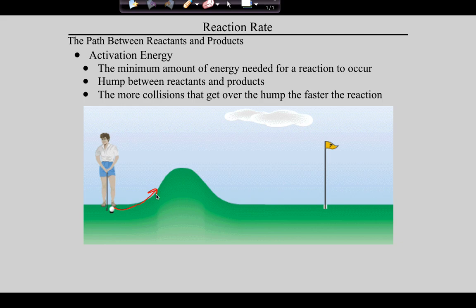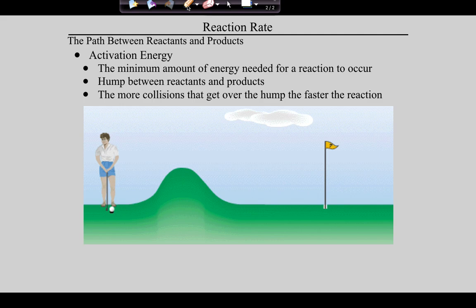So, guys, you understand sort of the weirdness of this hole. There's a hump. And if you want to get over the hump, you have to hit it with enough energy to get over the hump. If you don't, the ball rolls back as if nothing happened. Well, guys, this, though, is where the analogy falls apart.